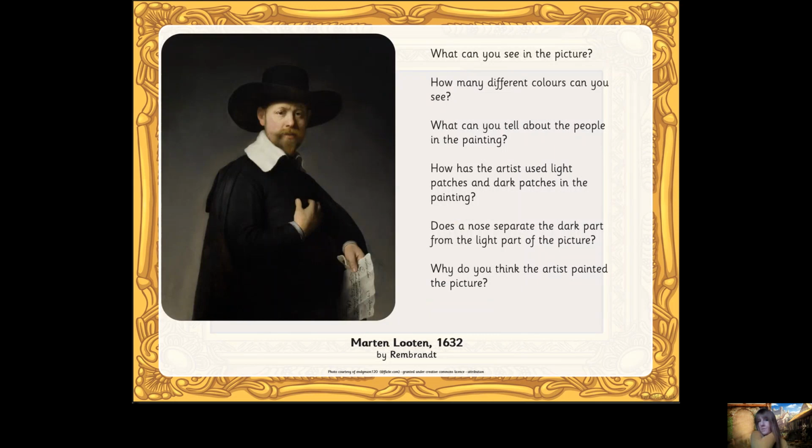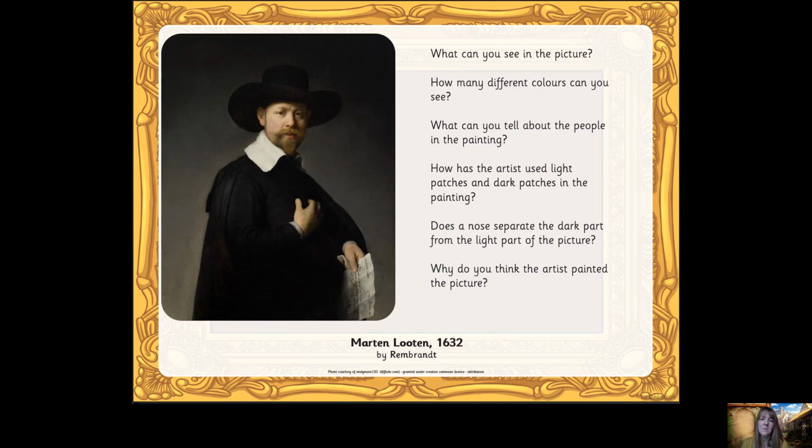We've got one more. This is our last one to have a look at. And this one is called Martin Lutin. And this was done in 1632. So remember, we've already found out that Rembrandt liked painting poor people. So we can think about this. When we think about Martin Lutin, do we think that he might be a rich man? Or do you think he might be a poor man? So what can you see in the picture?